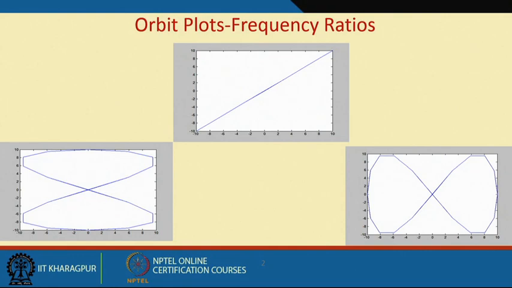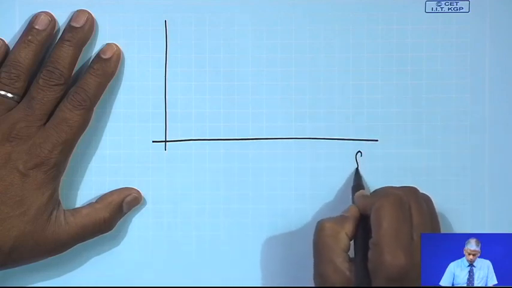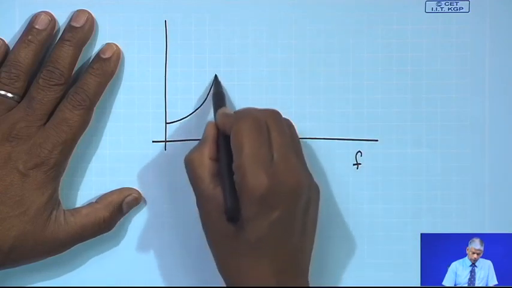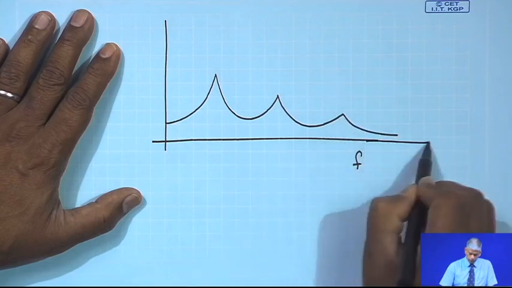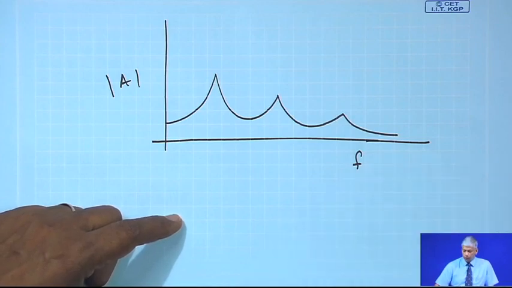Okay. Another topic of interest is known as order analysis. In order analysis, as the name says, when the analysis is related to rotational speed, it is called order analysis. Now, let me give you an example of why order analysis is helpful. When we do a frequency domain transformation of any signal, we have assumed the signal to be stationary.